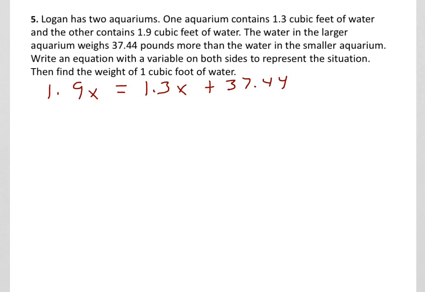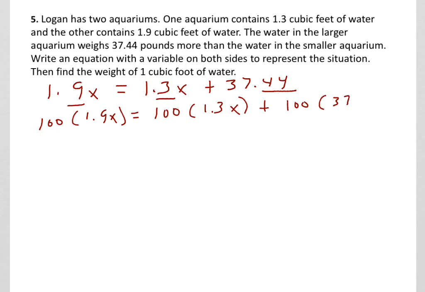What we're looking at is this 1.9. This is tenths, but 0.44 is hundredths. So we want to multiply each single term by 100. That'll give me 100 times 1.9x is equal to 100 times 1.3x plus 100 times 37.44.